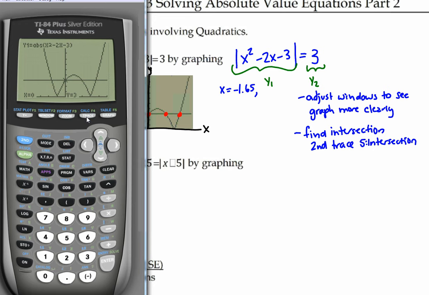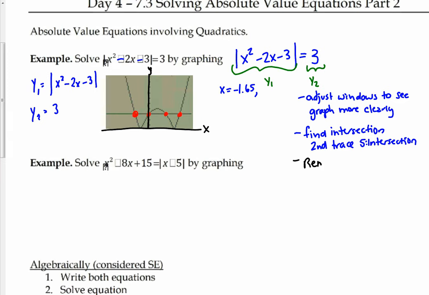No. We only take the x values, right? Remember, it's only the x values you want. So remember, I can't spell remember. You know it's a bad day when... it's only the x value that we want.